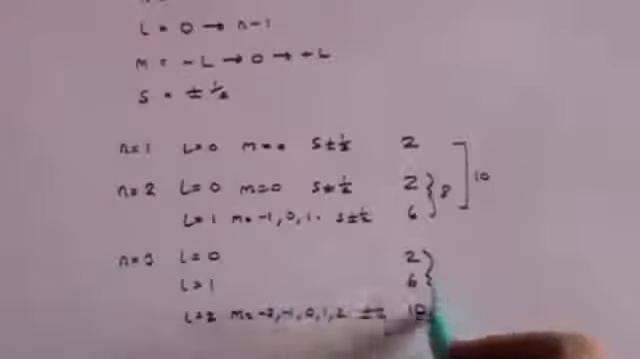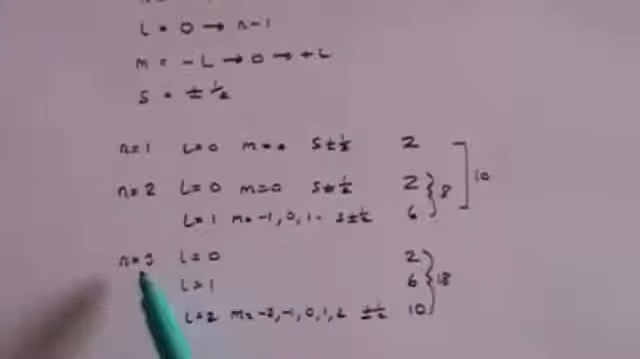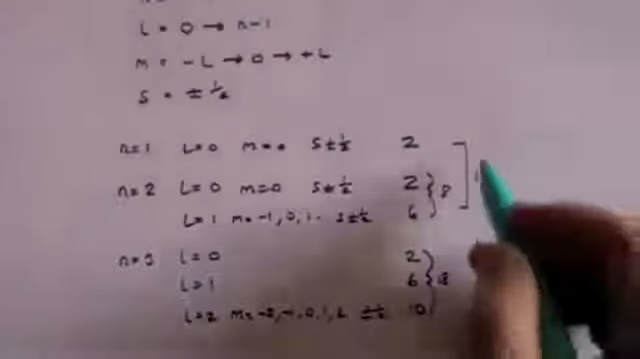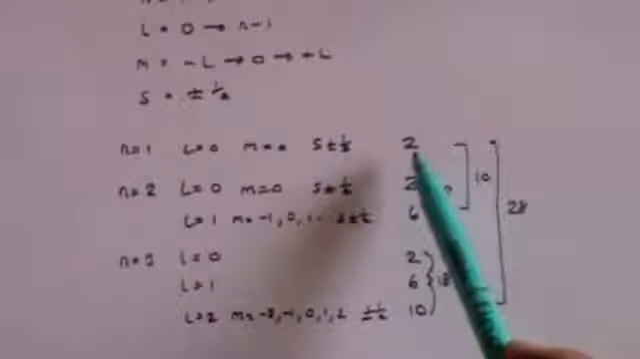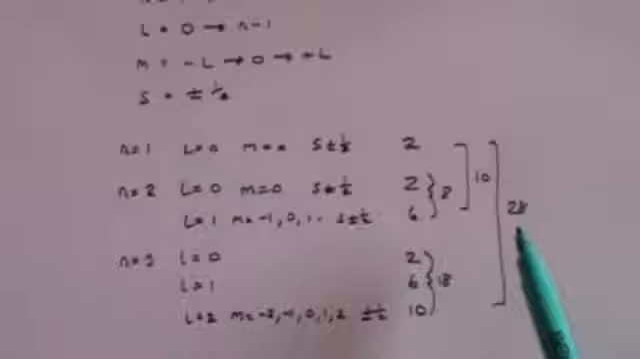That means that there is a total of 18 electrons in the third principal quantum number, and overall 10 plus 18 gives you 28. So you can see that shells are full when there are 2 electrons in the atom, when there are 10 electrons in the atom, and when there are 28 electrons in the atom.